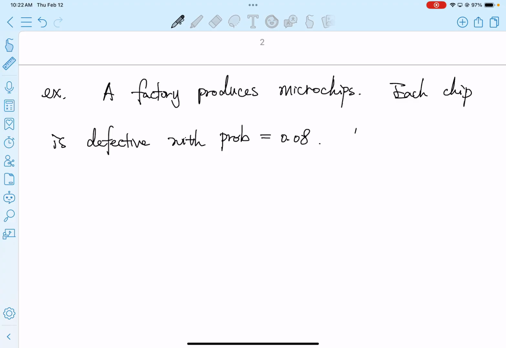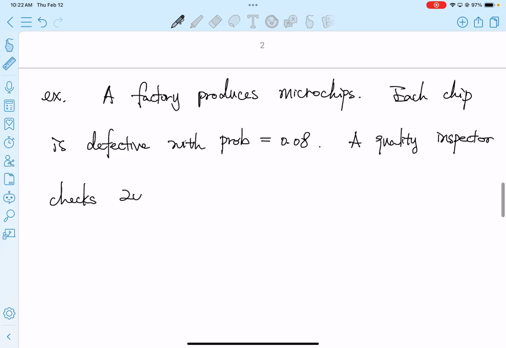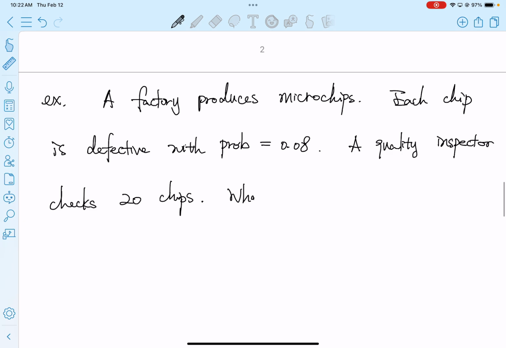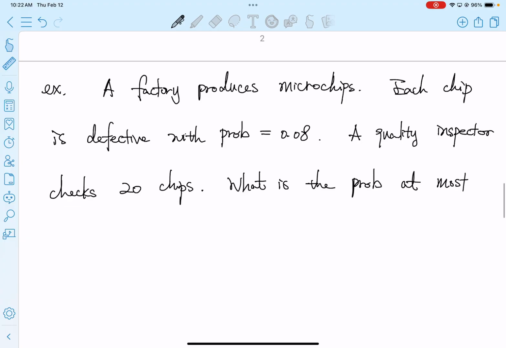Okay, and now a quality inspector checks 20 chips. Now we are interested in the probability of the following things. Okay, so now we might ask, what is the probability that at most 2 chips are defective?